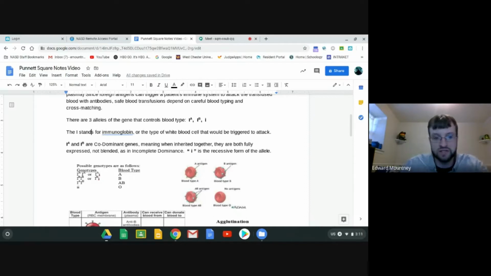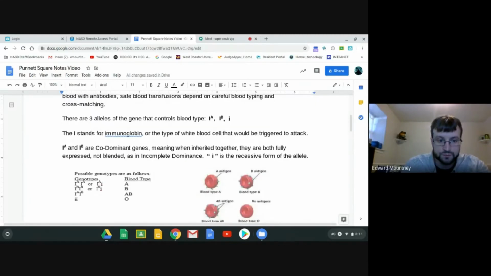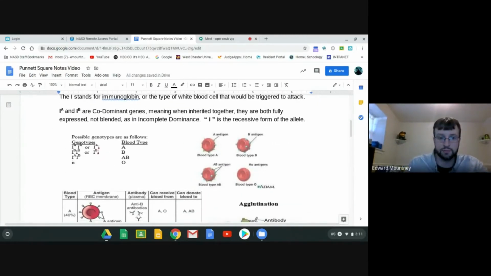Kind of the same thing for blood type B. If you look here, I'll zoom this in so we can see a little better. If you look at blood type B, it could have either two B alleles or one B and one little i, or O allele. That will give you a blood type of B.